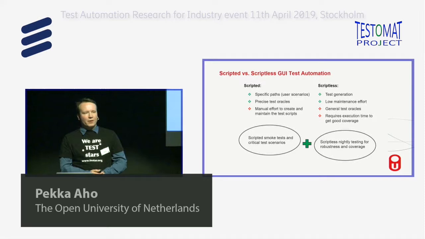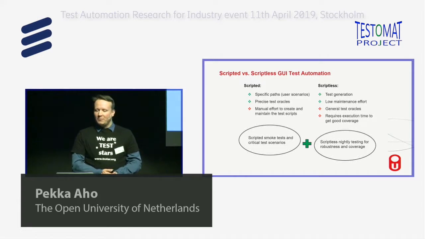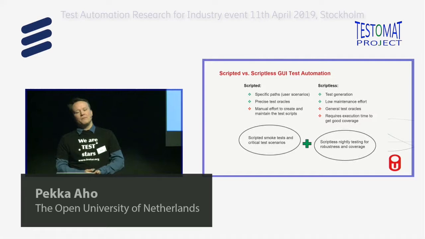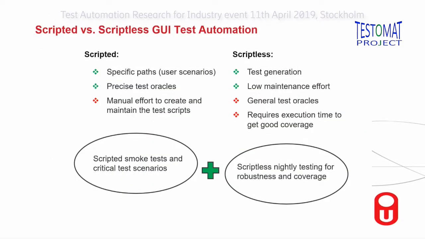If you compare these two ways of testing, my opinion is that you should use both. Because if you script everything, it's going to cost too much. On the other hand, you still should script some of them, because scriptless still has some randomness, and also these general test oracles are maybe not testing very well against your specifications. But, for example, scripted smoke tests and critical test scenarios, combined with some scriptless testing during the night, having enough coverage, will test your robustness, that your application doesn't crash, at least.